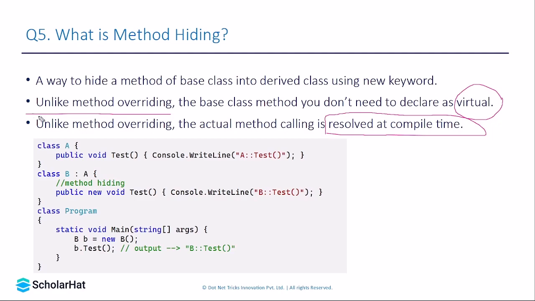Here we have created a class named A, and we have declared a method as public void test. In class B, which is inheriting class A, we have again declared a method, public new void test. Here you can see that we have used the new keyword. It simply means that we are hiding the existence of the same method in the base class. So whenever you create an object of the derived class and call this method, you will get the output B.test, which is printed here. So this is how method hiding works in programming.